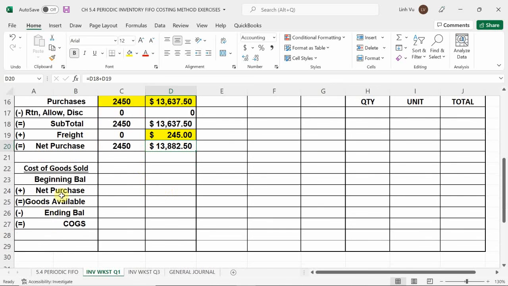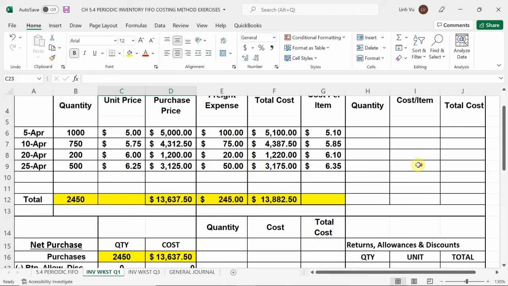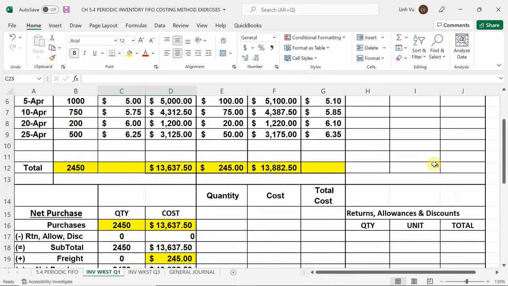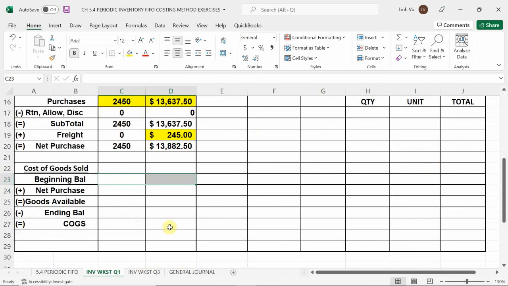Now, next is my beginning balance. I don't have a beginning balance because that comes from this over here. I have nothing to begin with. So in this case, this value is also 0. Okay? So then now I need to carry my net purchases.